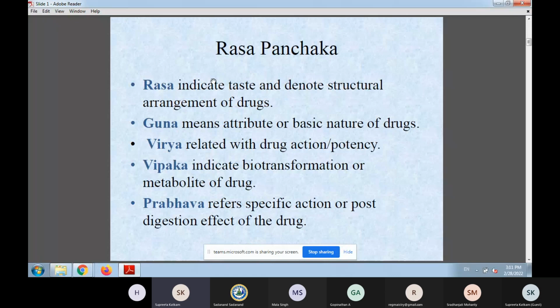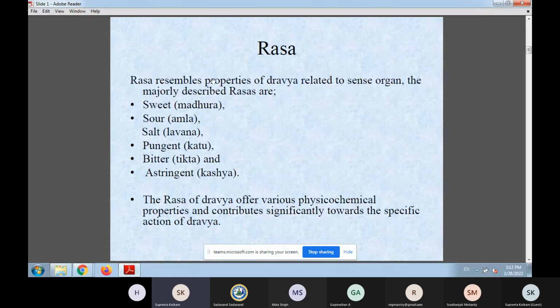Vipaka indicates biotransformation or metabolite of the drug. What happens when it is being digested, the post digestive effect. Okay, either it is madhura vipaka, amla vipaka, or katu vipaka, that we need to see. Prabhava refers to specific action of the drug. So this prabhava is a little tricky to understand. You may not be able to easily digest this, but at least rasa, guna, virya, vipaka are important for a person to understand while employing the usage of certain medicines or certain substances. Very essential.